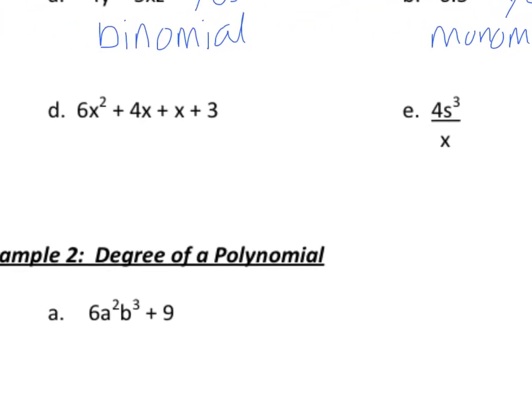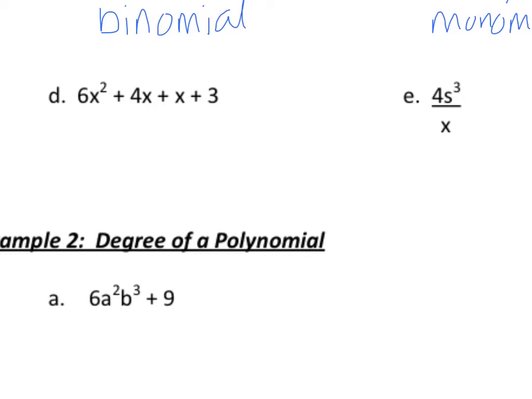The next one, we have four terms, but if we look closely, and again, it all passes the rules of polynomials, so we would say yes. But because we have two like terms, we need to clean it up before we label it. If we clean it up, we get 6x squared plus, and these two together give us 5x plus 3. Now that you've cleaned it up a little bit, you can see that you actually have a trinomial.